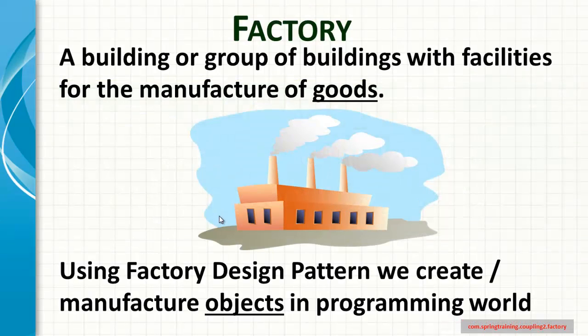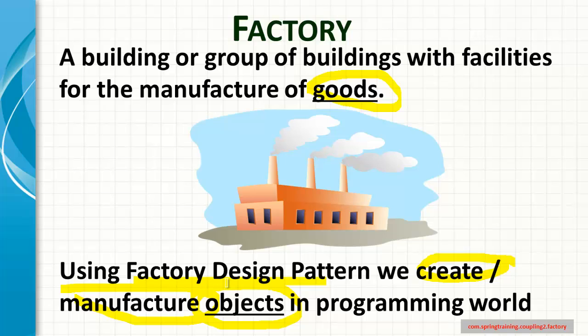Before we delve into the code of factory design pattern, we first need to understand what this design pattern is. It's a creational design pattern, one of the GOF patterns. It creates things, right? And what is a factory? Factory is a building. The dictionary meaning of factory is a building or group of buildings with facilities for manufacturing of goods. If we talk in terms of the programming world, using factory design pattern, we create or manufacture, instead of goods, we manufacture objects. So factory design pattern is a creational design pattern which helps you in creating objects without polluting your code.